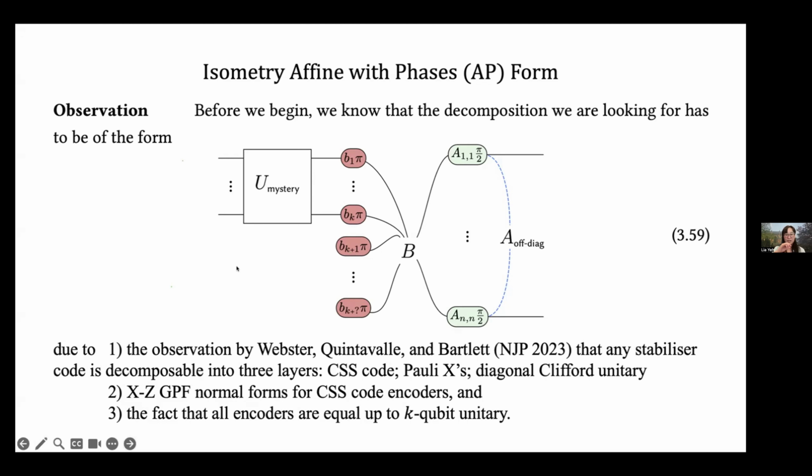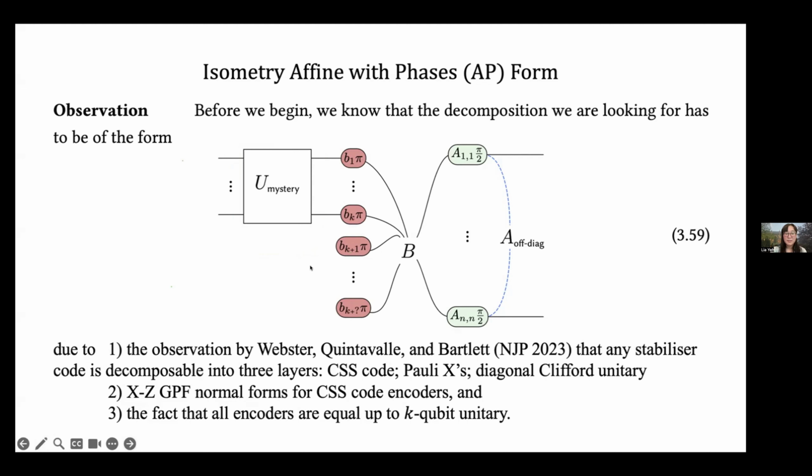So the question is if there's an efficient algorithm, and in addition, does this actually relate to tableaus in any way? And does this give us a normal form for isometries? All these questions boil down to this U mystery, and whether there's an efficient algorithm to take any isometry diagram of the encoder to this normal form, where this U mystery is some unitary that we're going to find.